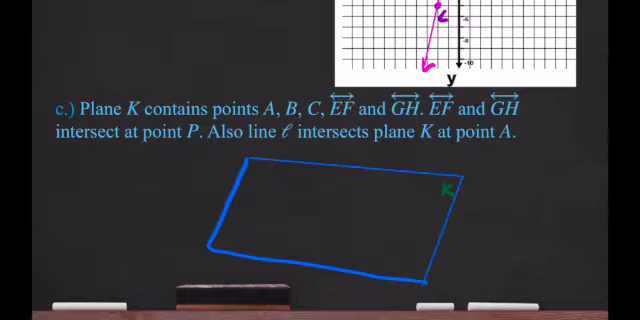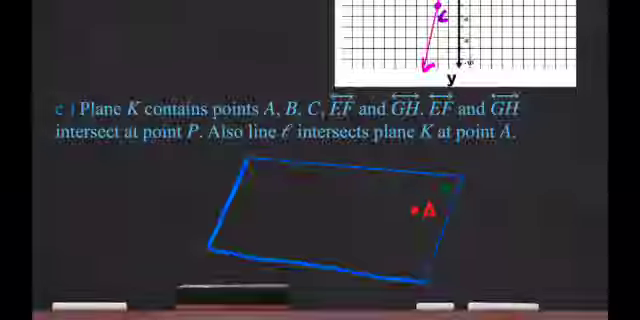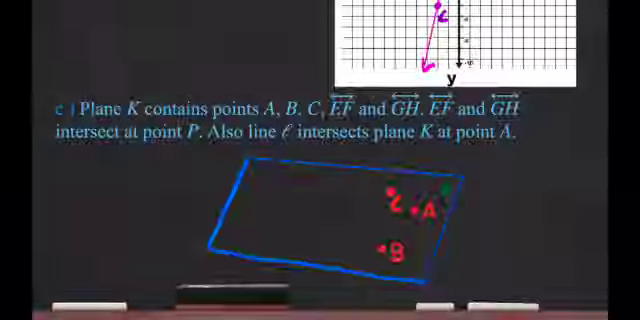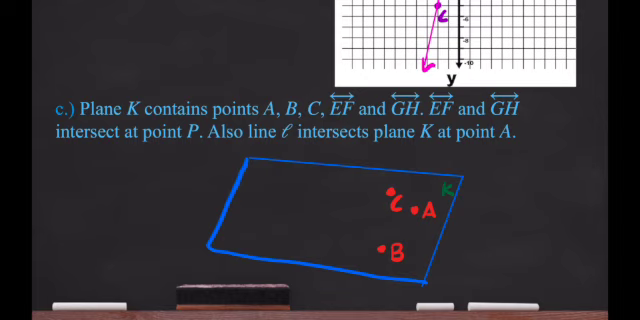It contains points A, B, C. Okay, let's put points A, B, C on here. Let's say that this is A. Let's say that this is B. And let's say that this is C. Right there. We also know that lines EF and GH are on this plane and intersect at point P.